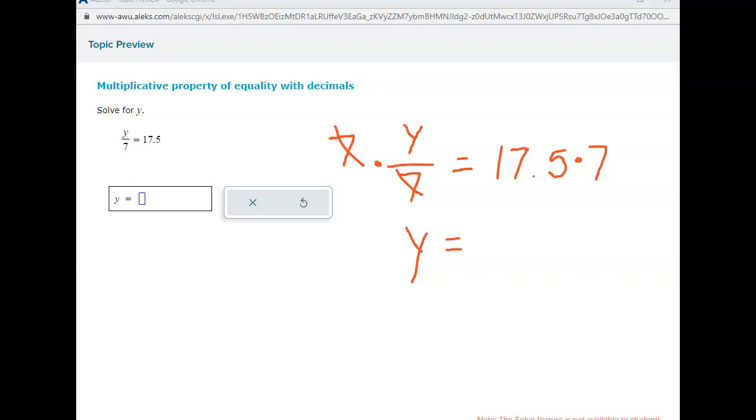So now let's find out what 17.5 times 7 is. Seven times 5 is 35. Carry the 3. 7 times 7 is 49, plus 3 is 52. Carry the 5. 7 times 1 is 7, plus 5 is 12.